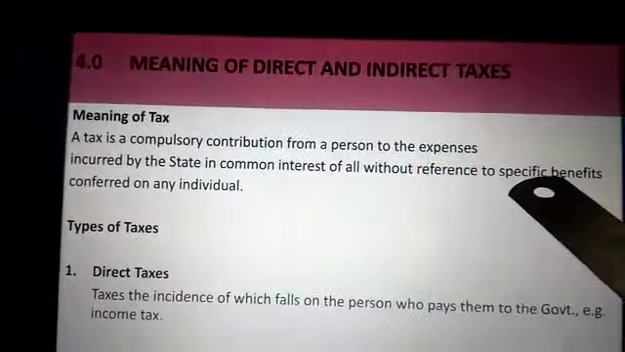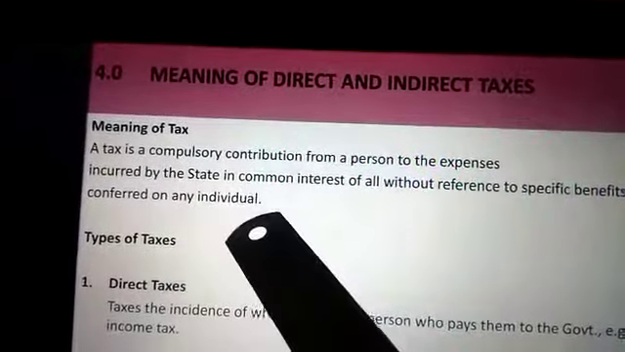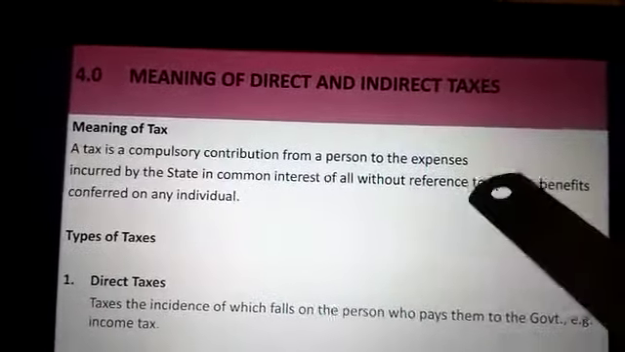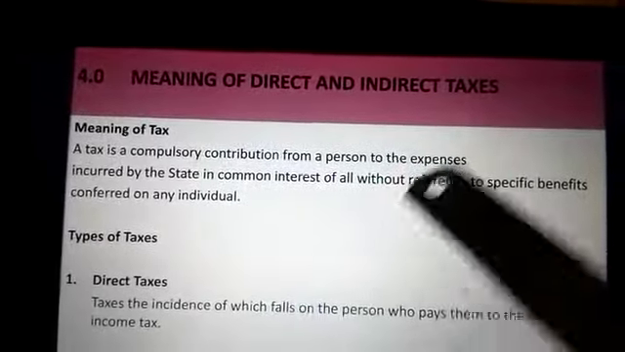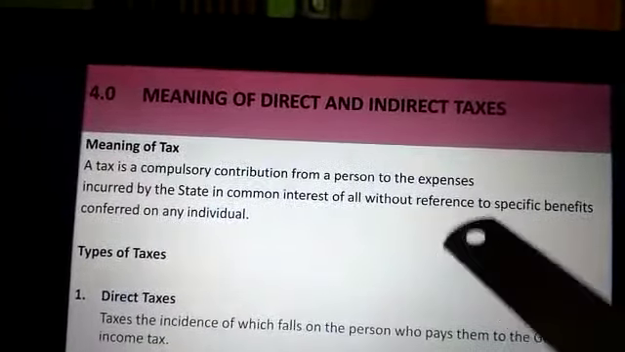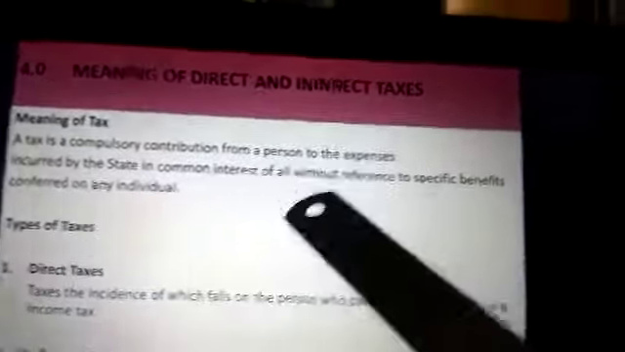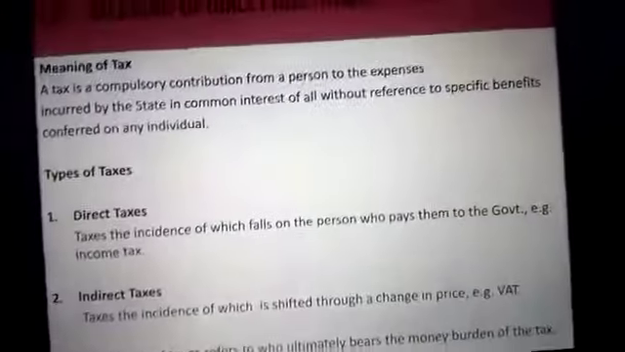Another part of the definition is without reference to special benefits conferred on any individual. It means if you are paying a tax of 500 rupees, it does not mean you will get a benefit of 500. You may get less than that or you may get more than that, right? There is no link between what you pay and what you receive.